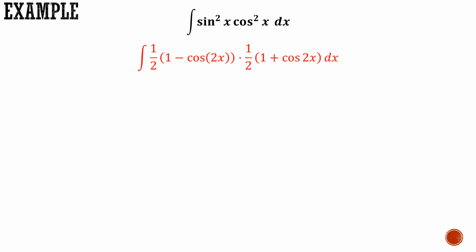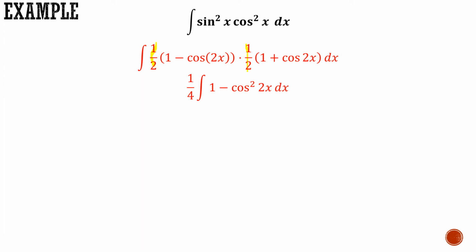So I'm going to substitute using those identities. And so again, I have the integral of 1/2 times 1 minus cosine 2x times 1/2 1 plus cosine 2x. Now these two 1/2s, I'm going to take those out of my integral. So I'm going to have 1/4, and then I'm going to go ahead and FOIL this out. So I have 1/4 and then 1 minus cosine squared 2x.